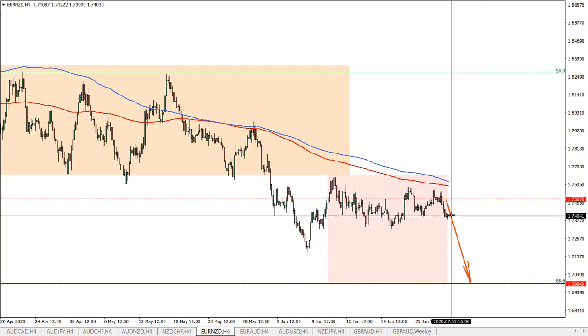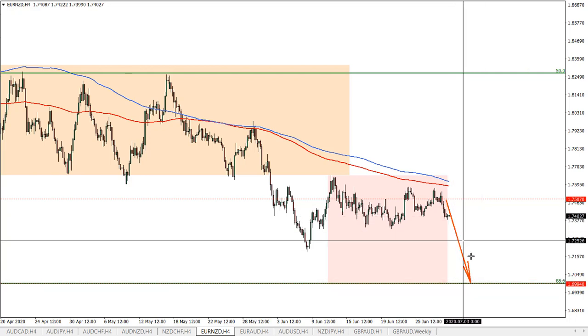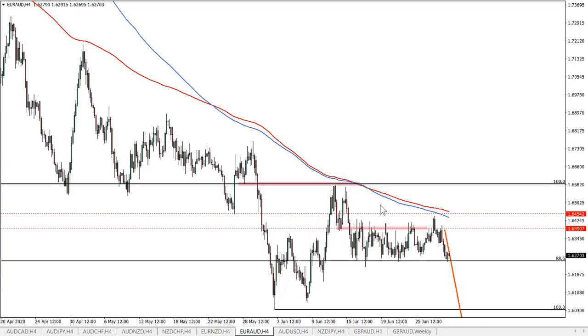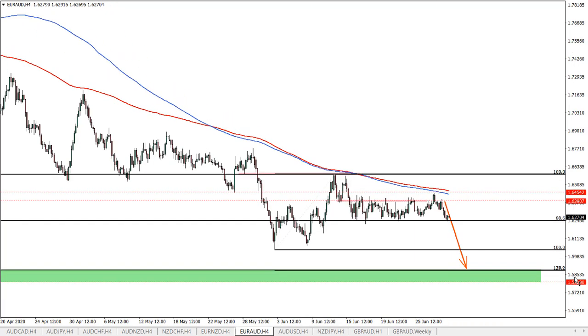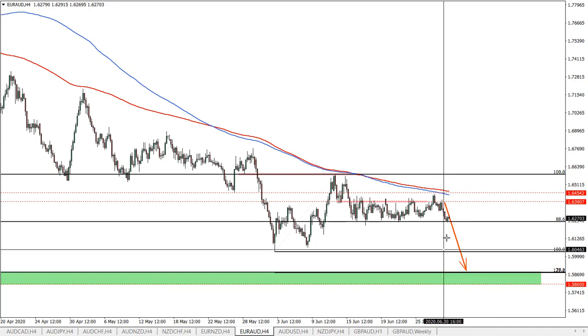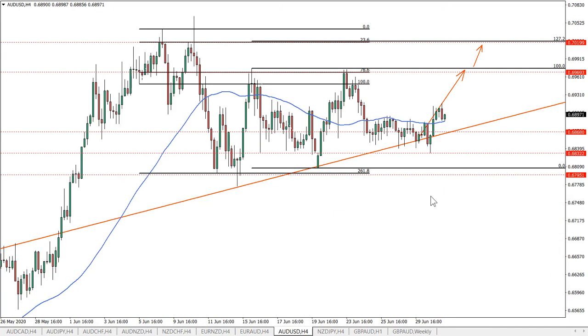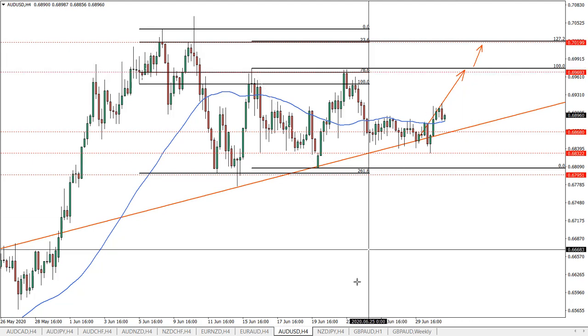The Euro New Zealand dollar continues to move towards the target, so we will see how it goes, but for now it looks like it's just about to accelerate even further. Euro Australian dollar is also moving towards the target and also seems to be accelerating. Australian versus dollar is above the point of entry, expecting the price to reach the resistance quite soon. Either it will be the first or the second resistance.